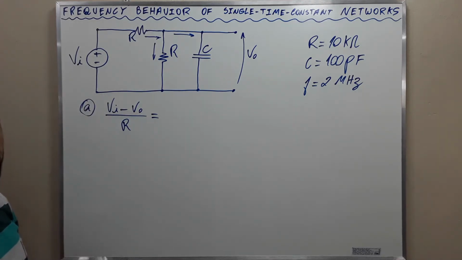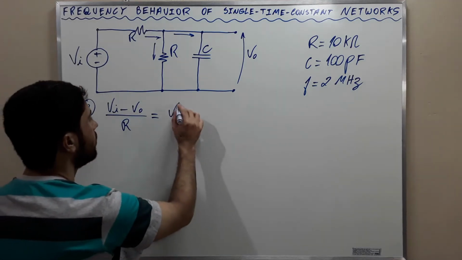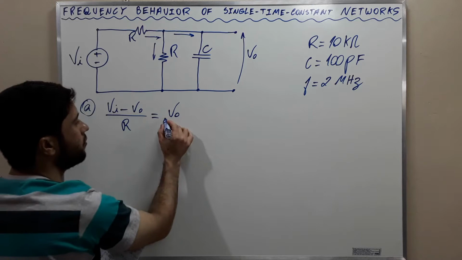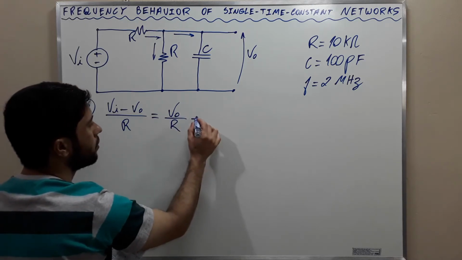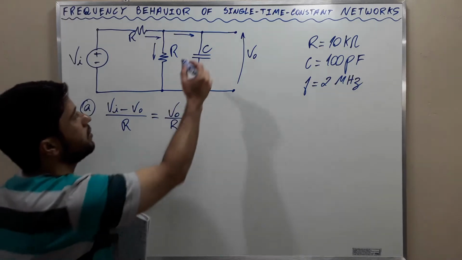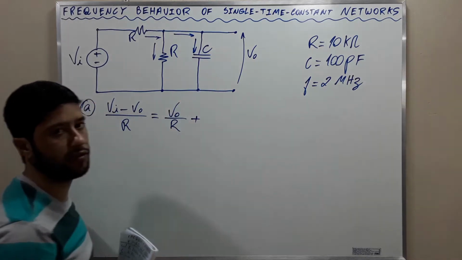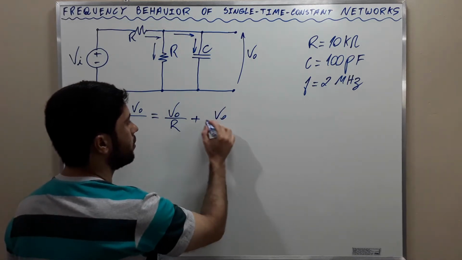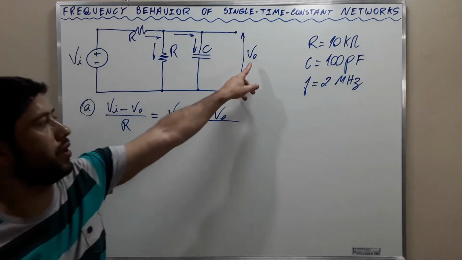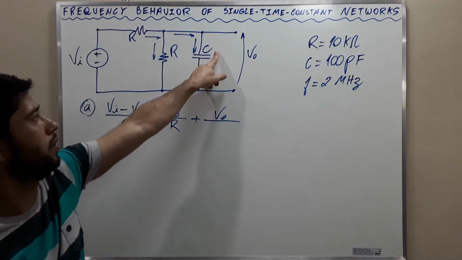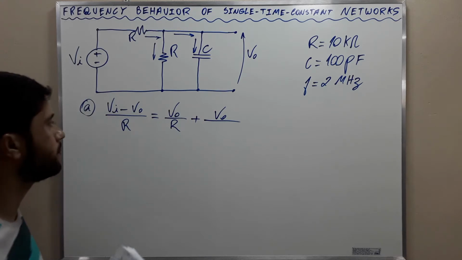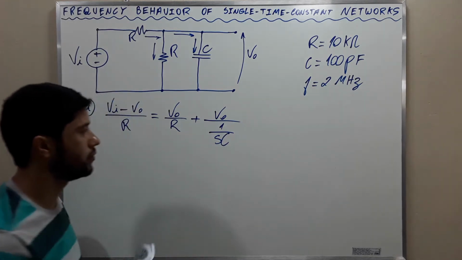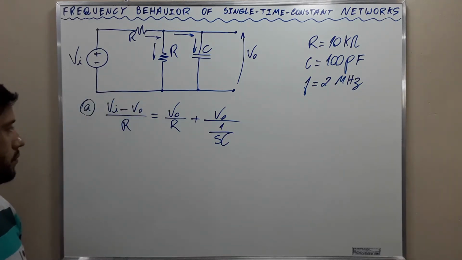And how about this current? This current can be expressed as the output voltage divided by this resistance. And how about this current here that goes through the capacitor? It is the division between the output voltage and the capacitive reactance. All right? Did you get it?